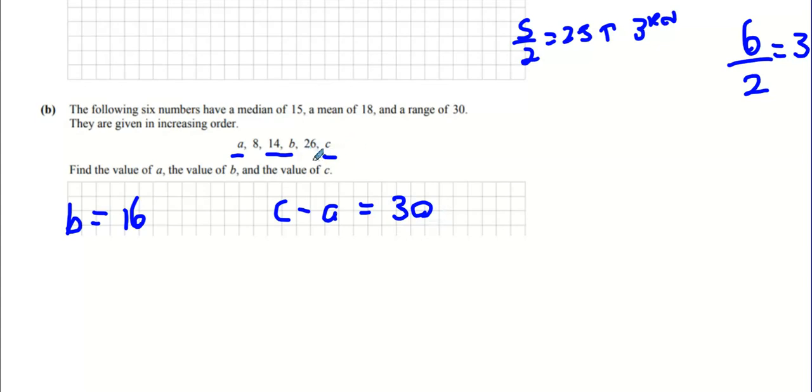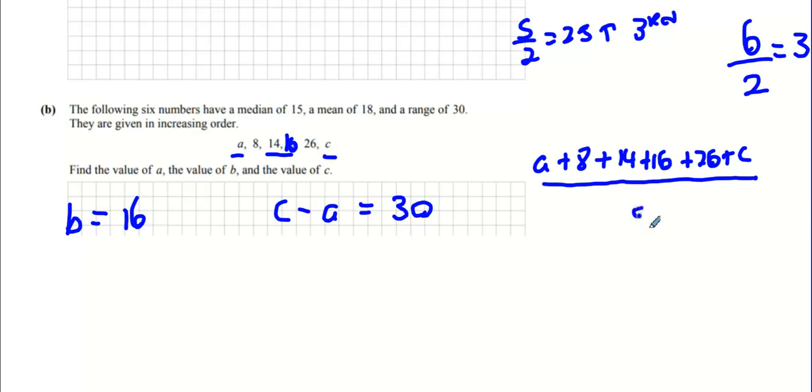The next thing we know is that we know the mean. So what we need to do is add up all the numbers and divide by 6 to get the mean. So it's going to be a plus 8 plus 14 plus 16 plus 26 plus c. That's all the numbers added together. And then you divide by the amount of numbers. And this will give you the mean of 18.